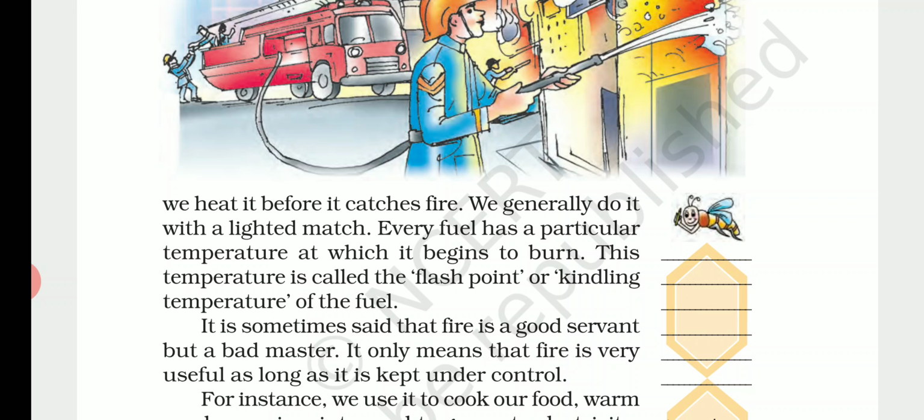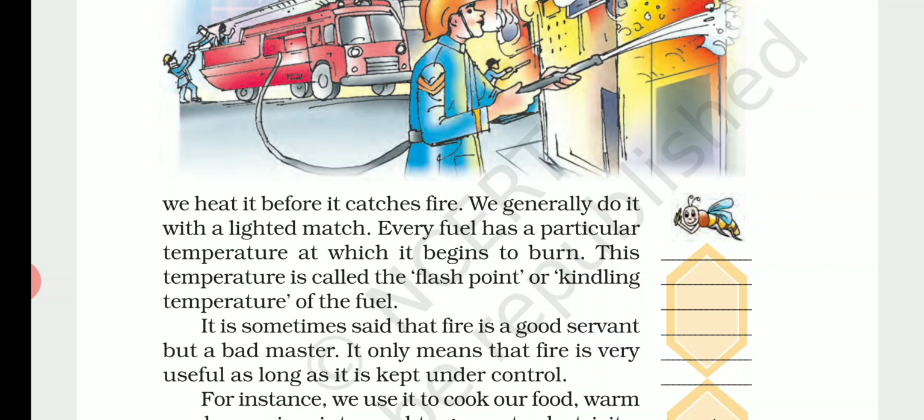Every fuel has a particular temperature at which it begins to burn. This temperature is called the flash point or kindling temperature of the fuel. So the minimum temperature at which fuel starts burning is known as kindling temperature or flash point. Both are the same.